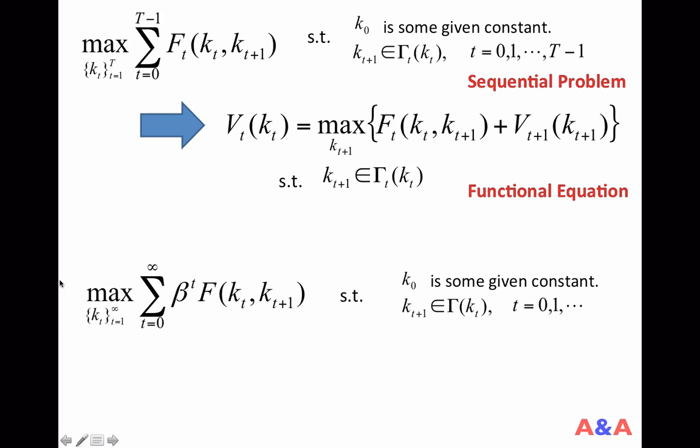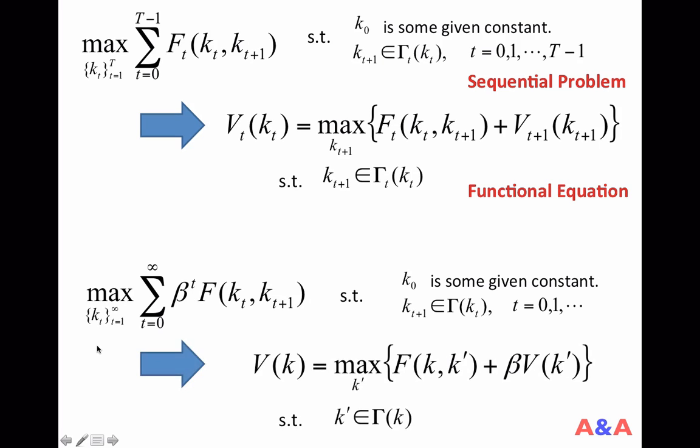This is the infinite horizon version of the sequential problem, in which you have to choose an infinite sequence of k's. The associated functional equation has this form. So if you are okay with these functional equations, if you think this functional equation is pretty intuitive, then this lecture is not for you.